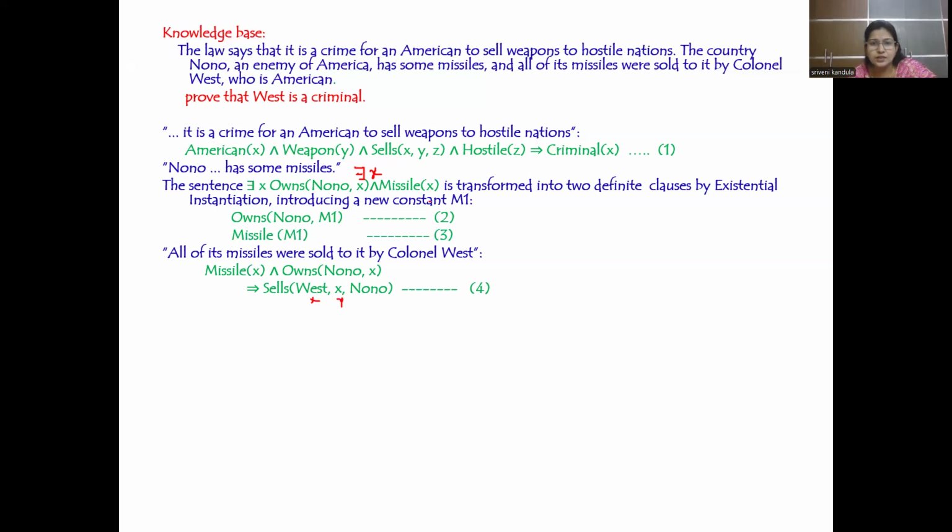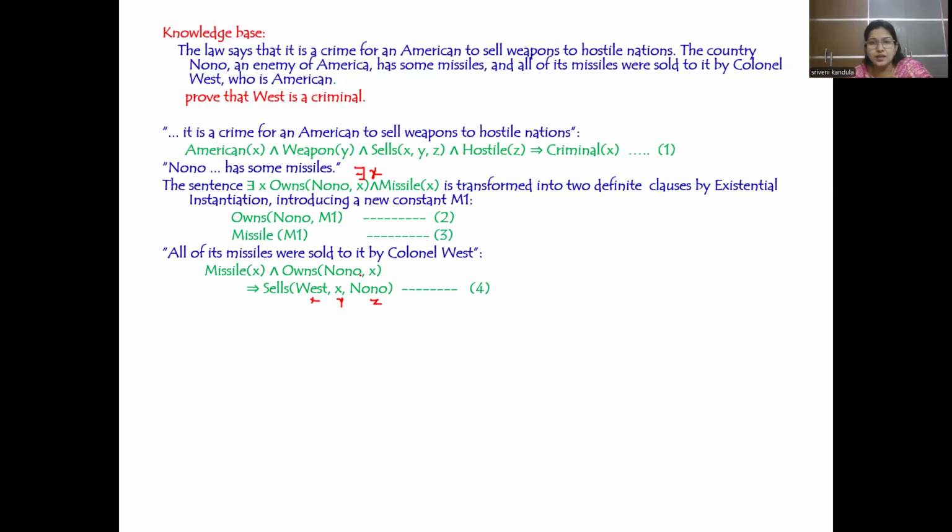Then what is the third one? Third one is Z, which is nothing but a hostile country. What is the hostile country here? Nono. Nono is owning the missile. So here this Z is replaced with Nono. Whenever you are writing a first order definite clause, you can use different literals. That means this generalized symbol is substituted with a specific value, but you should use the same notation. So here it is having 3 literals, so here also you should use these 3 arguments only. Similarly, owns is having 2, so here also I'm using 2 arguments, Nono, comma X.